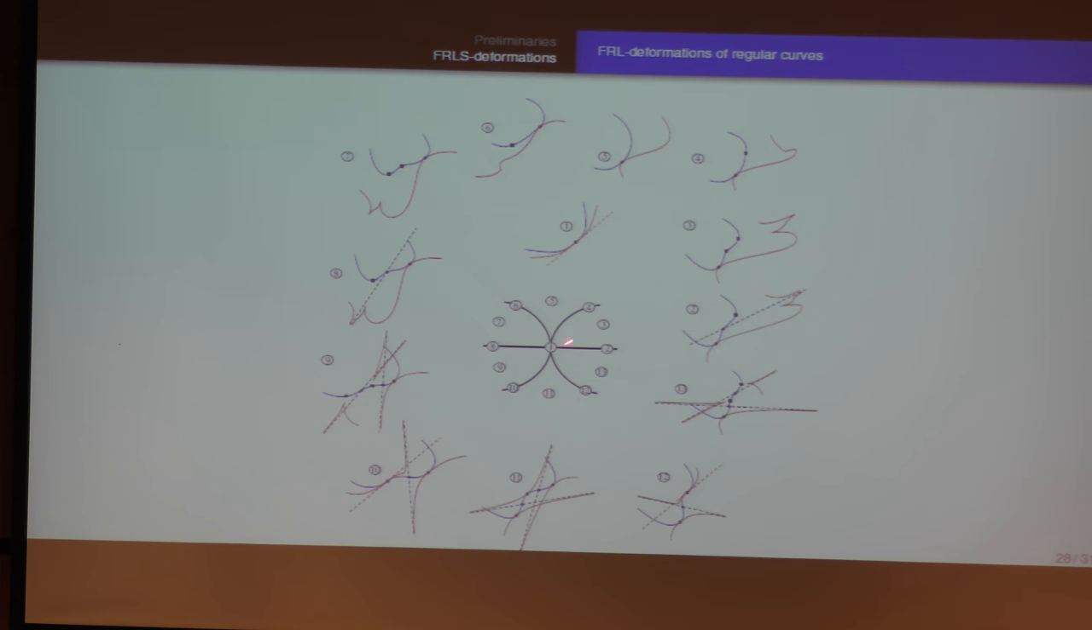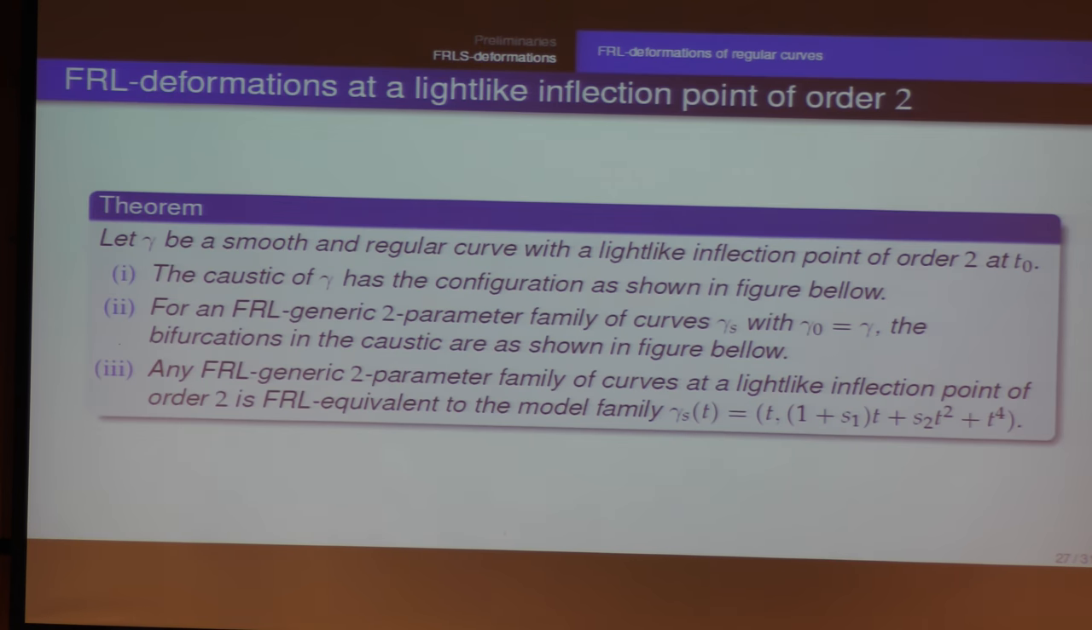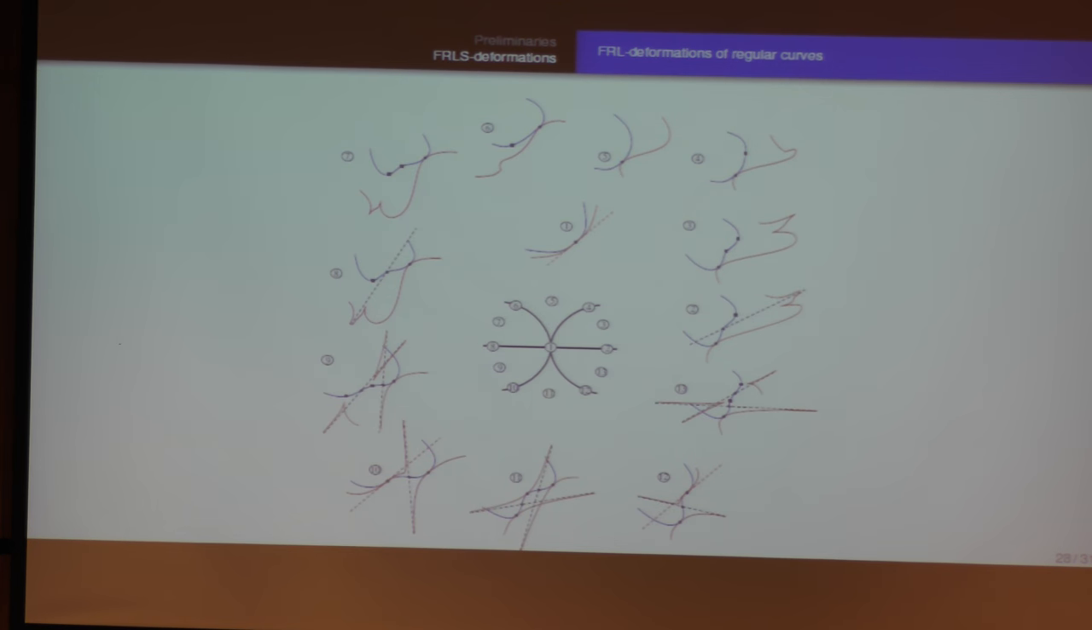This cusp here corresponds to vertex of order 2, this one here corresponds to light-like ordinary inflection points, and the regular curve corresponds to vertex or inflection points of order 2. And thirdly, any FRL generic two-parameter family of curves at a light-like inflection point of order 2 is FRL equivalent to this model. How can I prove this?